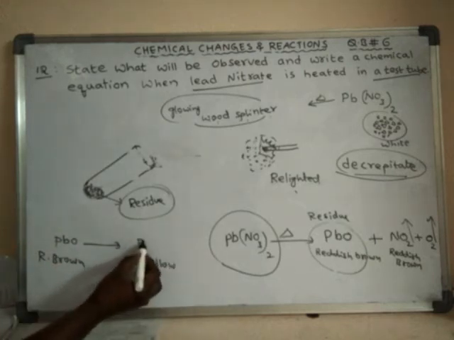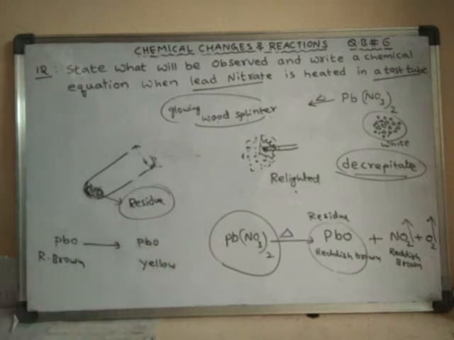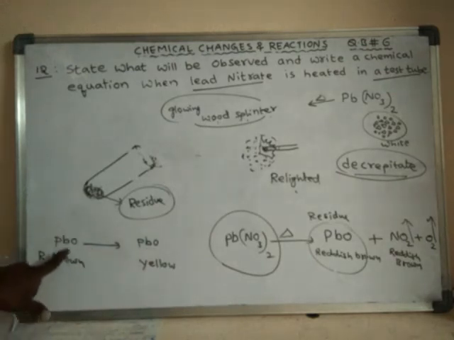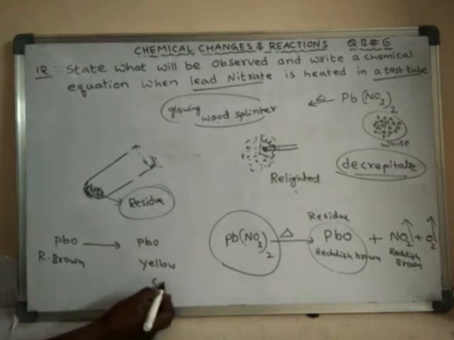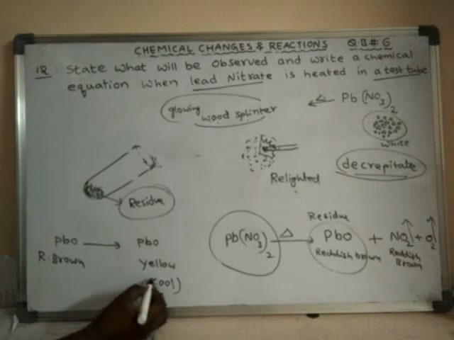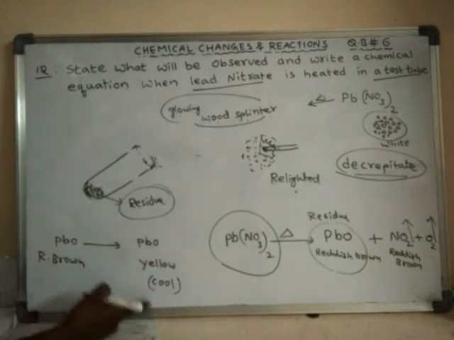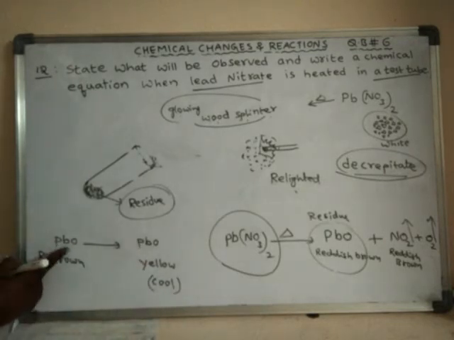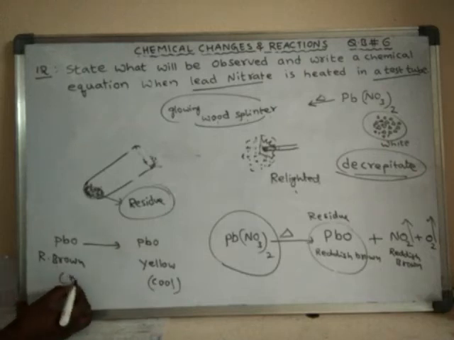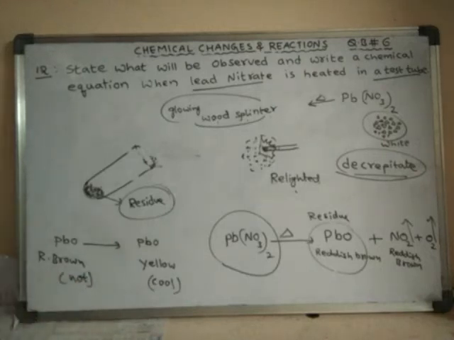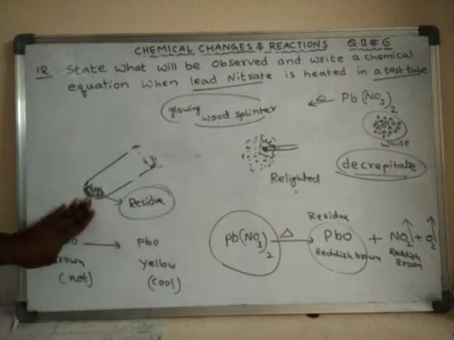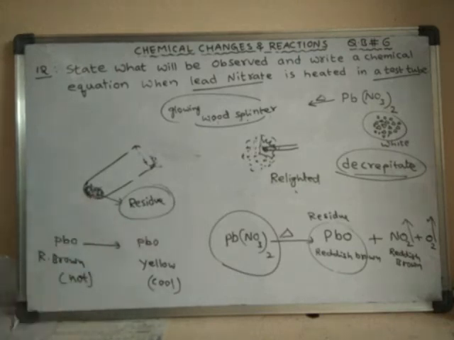Okay, the color of the substance is changed, but the chemical is not changed. Still it is lead monoxide only, but the red color of the lead monoxide is turned into yellow color. So under cool condition, lead monoxide is yellow. The same substance, when it is hot, is reddish brown color. So after cooling it, what happens? The residue changes to yellow color on cooling.